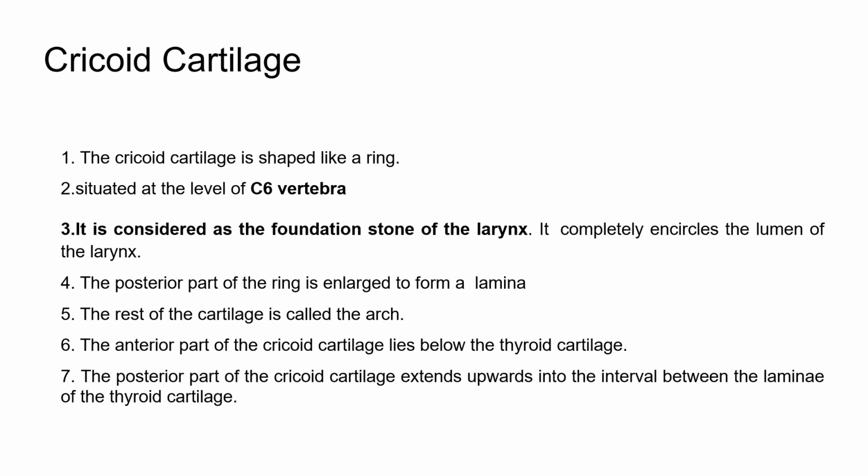So as I have already mentioned, cricoid cartilage is a ring shaped structure, and it is situated at the level of C6 vertebra. So this point is very important, that the cricoid cartilage is situated at the level of C6 vertebra. It can come as an MCQ, students.